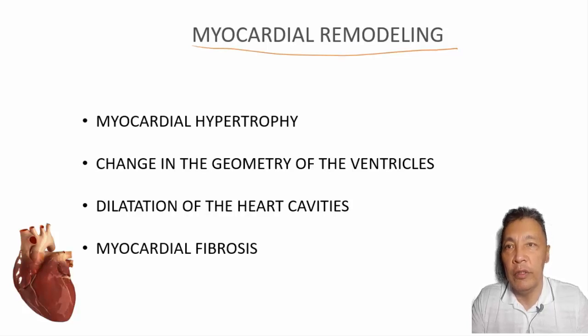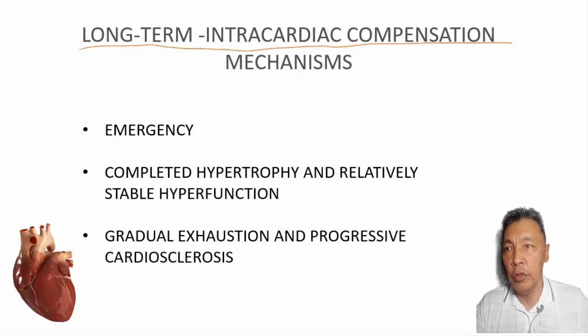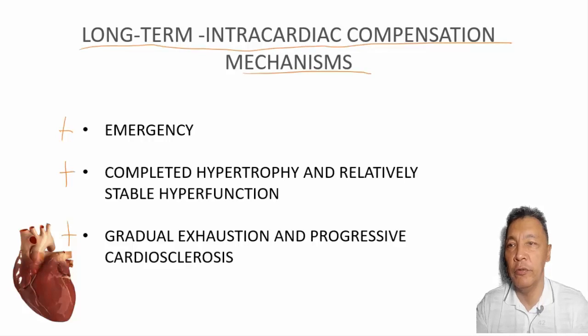Options for restructuring the myocardial structure: myocardial hypertrophy, change in the geometry of the ventricles, dilation of heart cavities, myocardial fibrosis. Long-term intracardiac compensation mechanisms: with prolonged stress of the heart, for example with valvular defect or primary arterial hypertension, compensatory hyperfunction of the heart develops. Compensatory hyperfunction has the following stages: the emergency stage, the stage of completed hypertrophy and relatively stable hyperfunction, and the stage of gradual exhaustion and progressive cardiosclerosis.